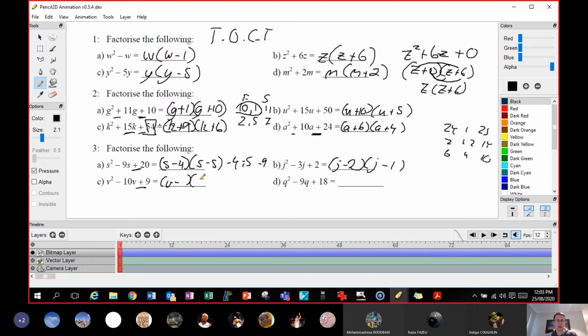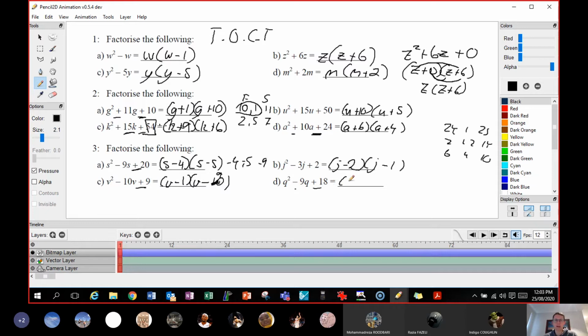Multiply to give you 9, add together to give you 10. 1 and 10 multiply to give me 10. 1 and 9 multiply to give me 9, add together to give me 10. Here, they both need to be the same term. They need to add together to give me negative 9.